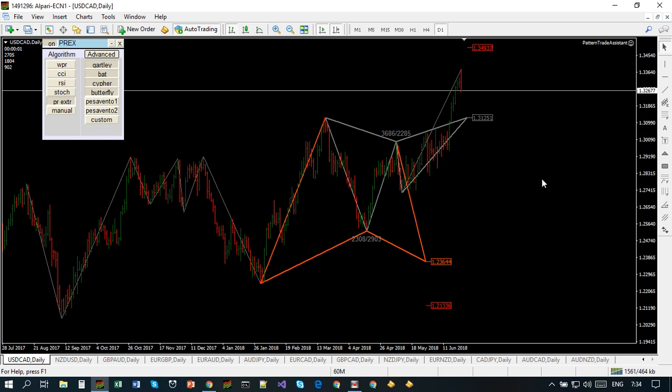Trade less often, but with a higher position size, and you will generate more money in the long run because you are more conservative. Well, that's it about the analysis. Expect this dollar Canadian to fall next week.